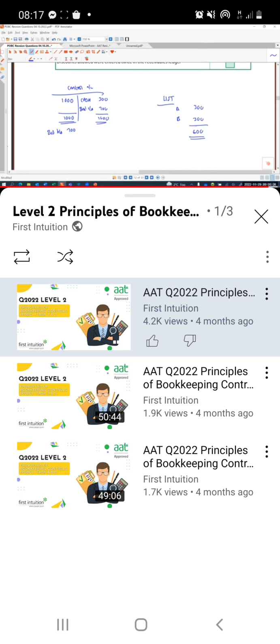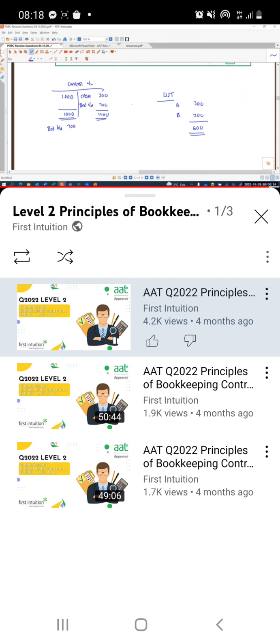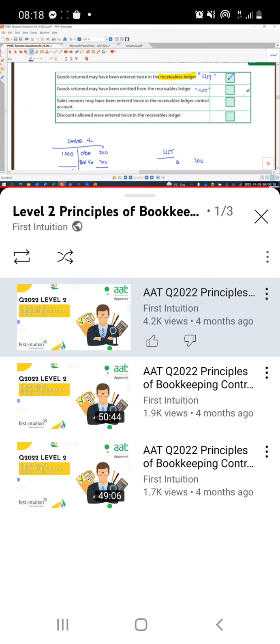So I think that's wrong, because if the goods had been omitted, and we hadn't processed the return, this figure would be too high. So I don't think that's right. I'm going to say no for that one, which means the other two must be correct. But let's check.